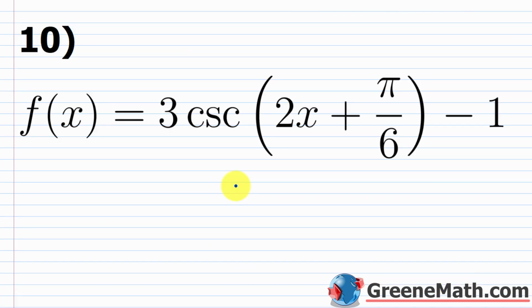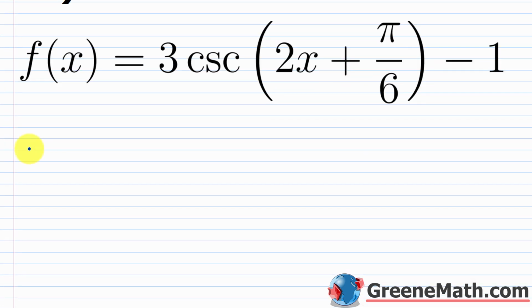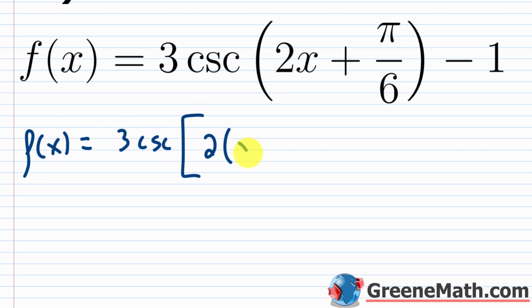All right, let's take a look at problem 10. So here we have f of x equals 3 cosecant of 2x plus pi over 6, then minus 1. Once again, I'm just going to factor. So f of x is equal to 3 cosecant. Pull out the 2. Inside, you're going to have x plus, how do I undo multiplication by 2? I can multiply by half. So pi over 6 times a half, that would be pi over 12. Close everything down, and then you have minus 1.